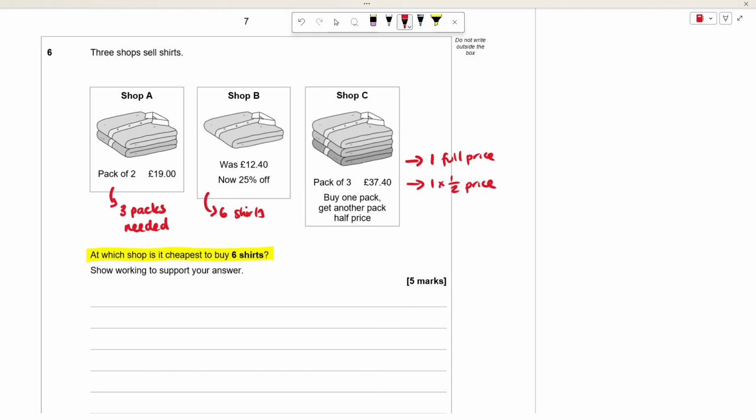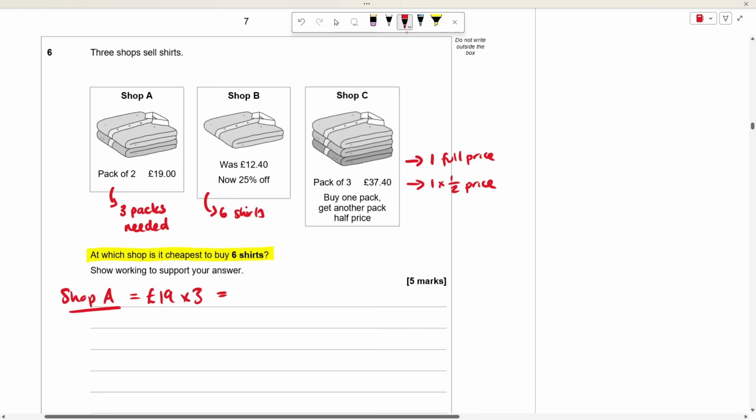You're going to need to work out the price of buying 6 shirts at each particular shop. So let's do this. Dealing with shop A, we're going to buy 3 packs. That's going to be 3 times 19, which if I type that into my calculator, we get an answer of £57. So that's shop A.